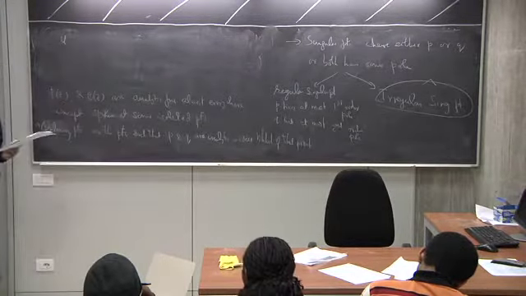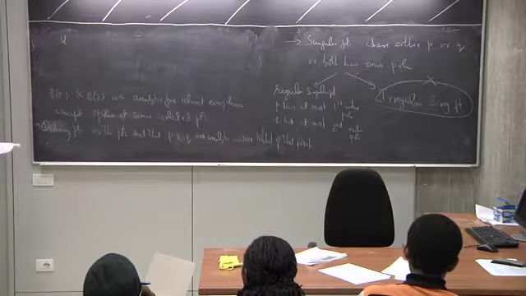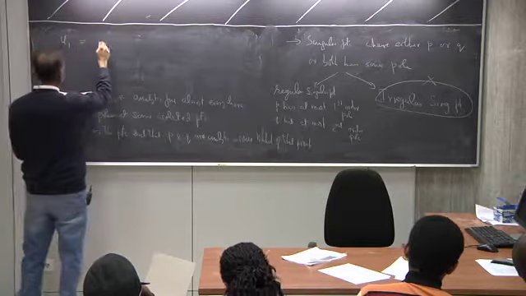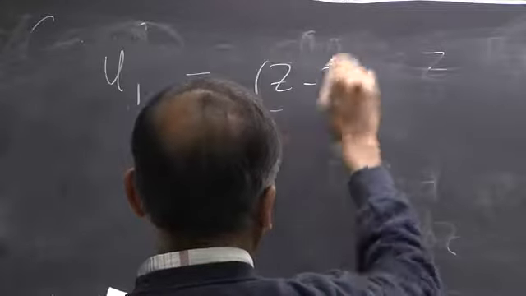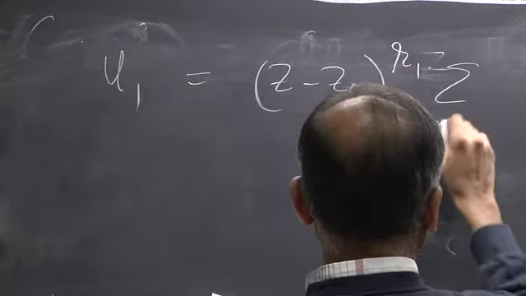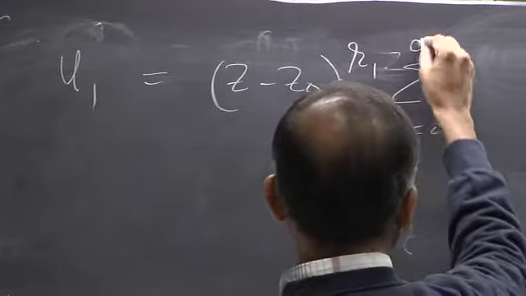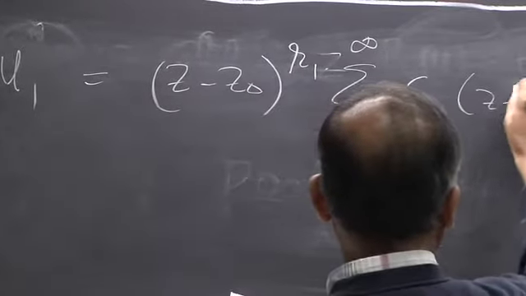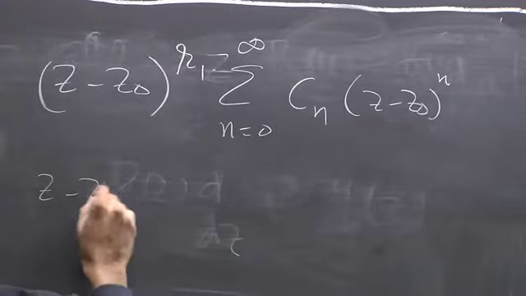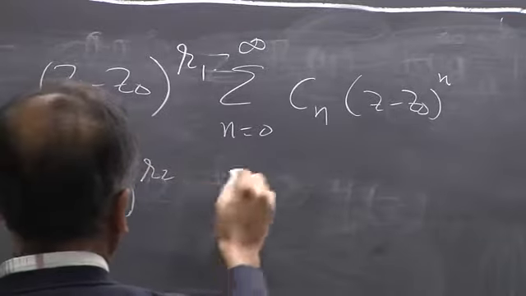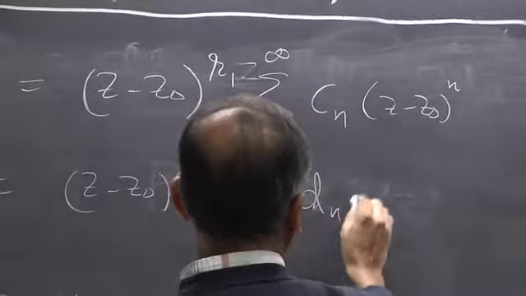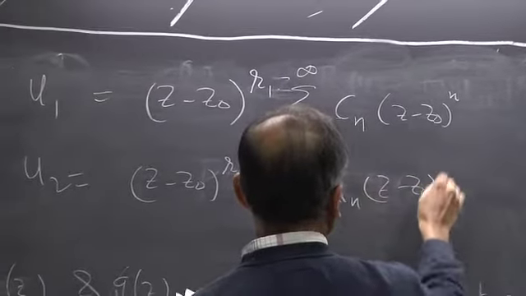There should be two solutions, of course, for a second order differential equation, right? As a fundamental set of solutions, let's say. So U1 should be of the form, if I expand around some Z0, Z minus Z0 to some power R1, and then there is a power series n equal to 0 to infinity with some coefficient Cn, Z minus Z0 to the n. And U2 will be also something, Z minus Z0 to the power of R2, n equal to 0 to infinity, some other coefficients, let's say Dn, Z minus Z0 to the n.